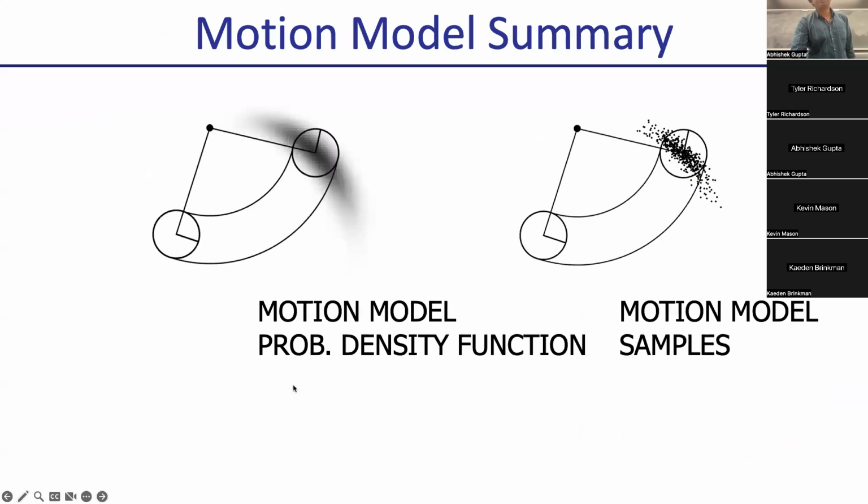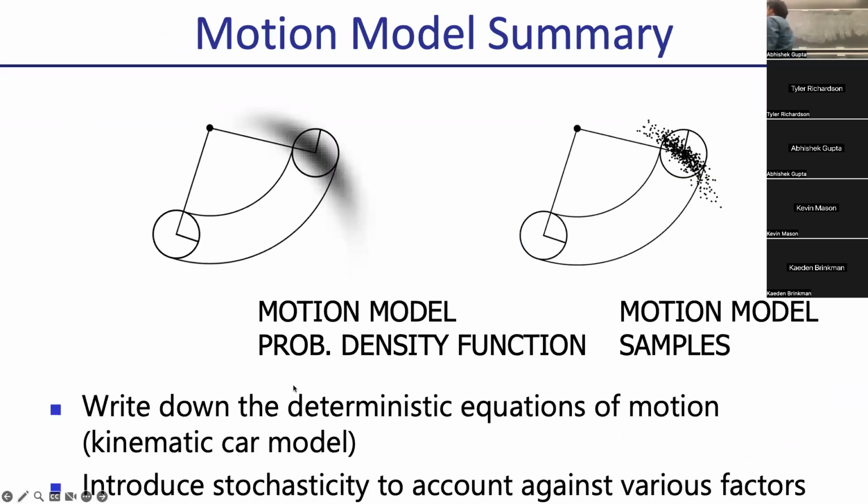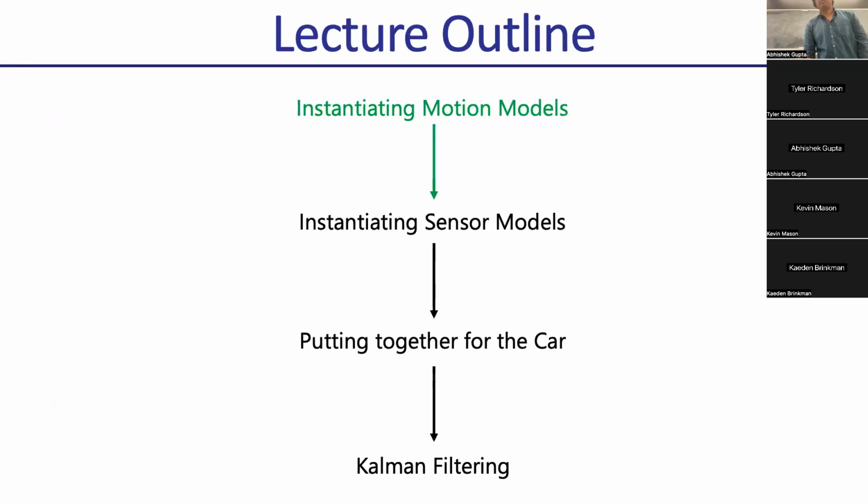That's important. So essentially, this was your car initially, and that was your car at the end; you're going to add some noise to it. That gives you some distribution of places you might be. Okay, so that is the first part of our lecture.